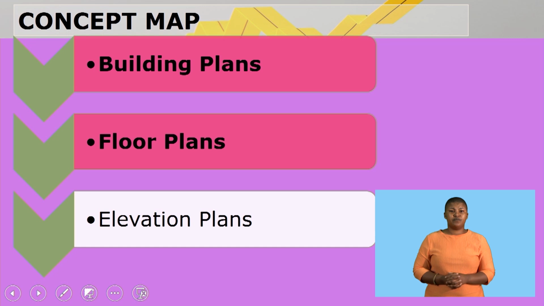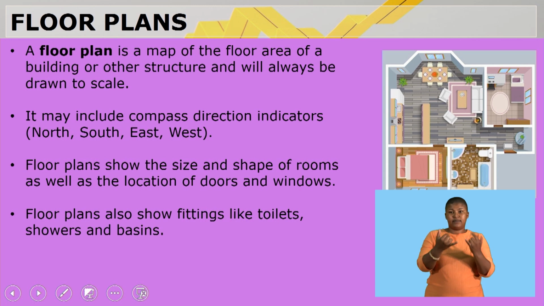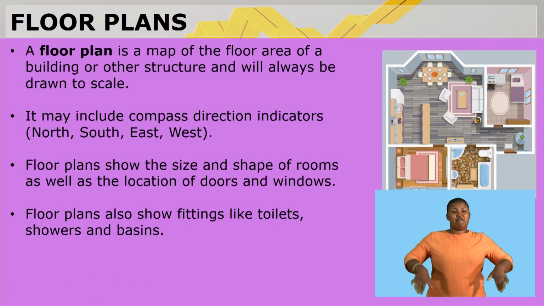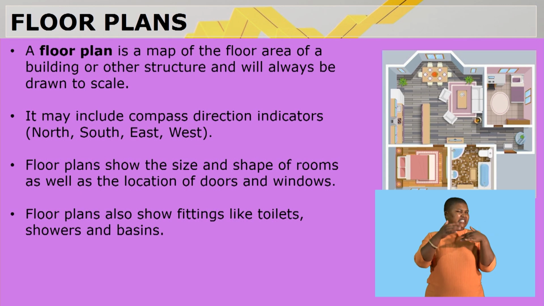Let's look at floor plans in detail. A floor plan is a map of the floor area of a building or other structure and will always be drawn to scale. It may include compass direction indicators such as north, east, south and west. Please remember, when you work with a floor plan, orientate the map or the floor plan so that north is always facing upwards or to the top of the page.